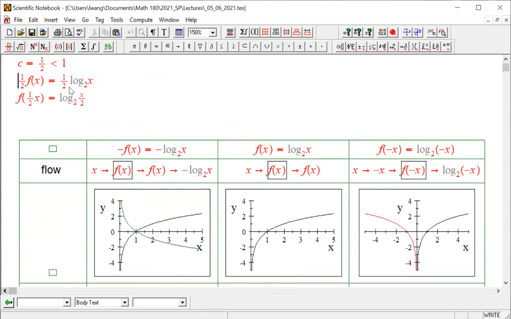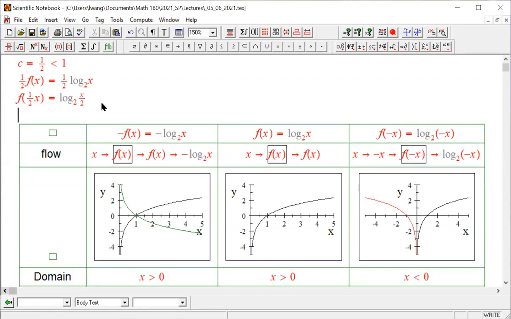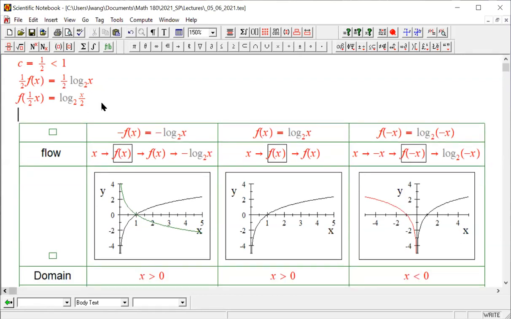Could I leave this for you? Okay, I'm going to leave that for you. Don't protest. You can do it. I know you can do it. Okay? So this concludes this piece of exercise.